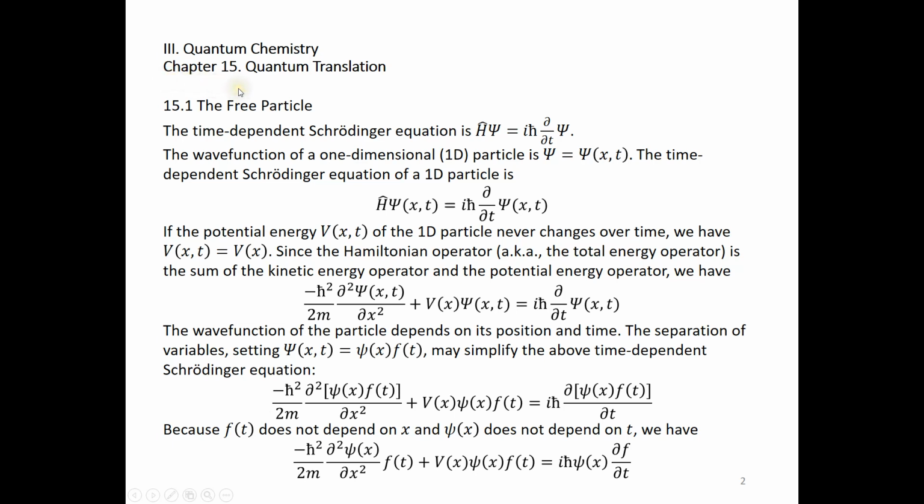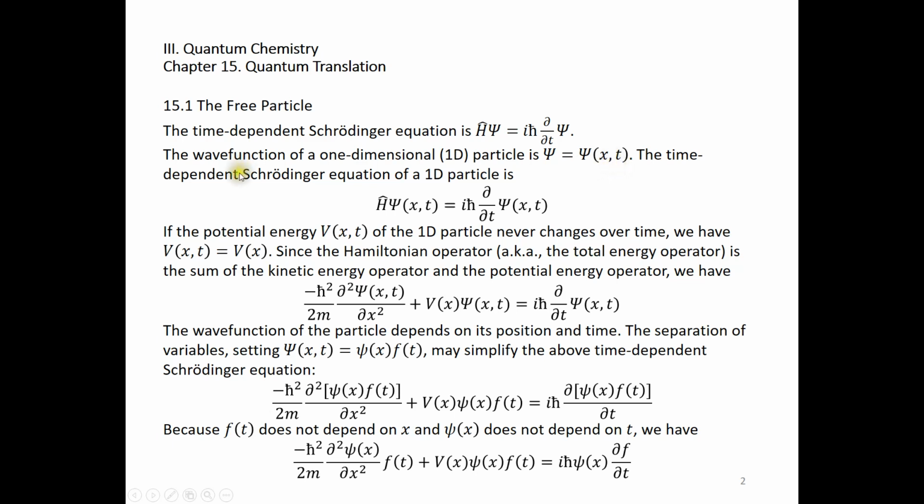Chapter 15, Quantum Translation, Section 15.1, the free particle. The time-dependent Schrödinger equation is Hψ equals iħ ∂ψ/∂t. The wave function of a one-dimensional particle is a function of two variables, the position x and time t.